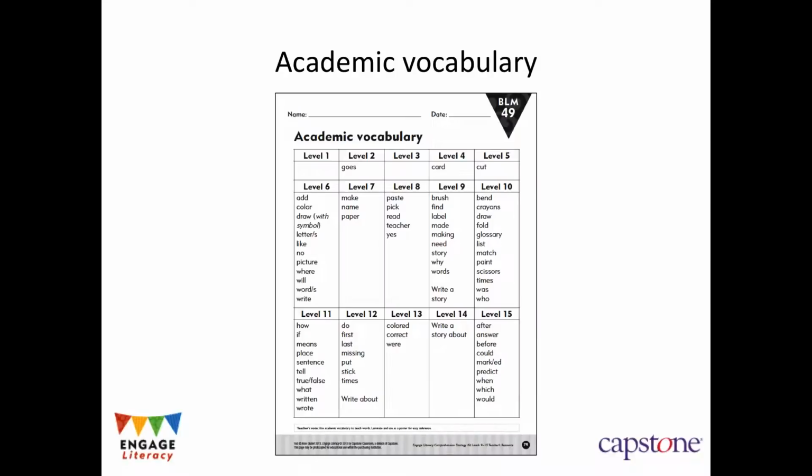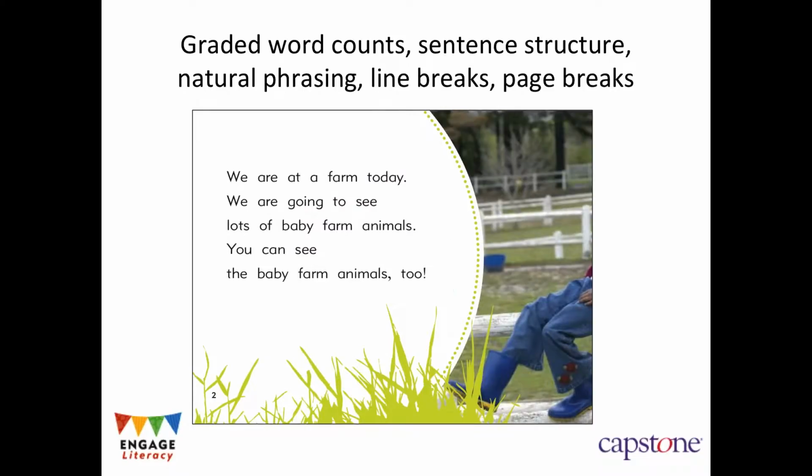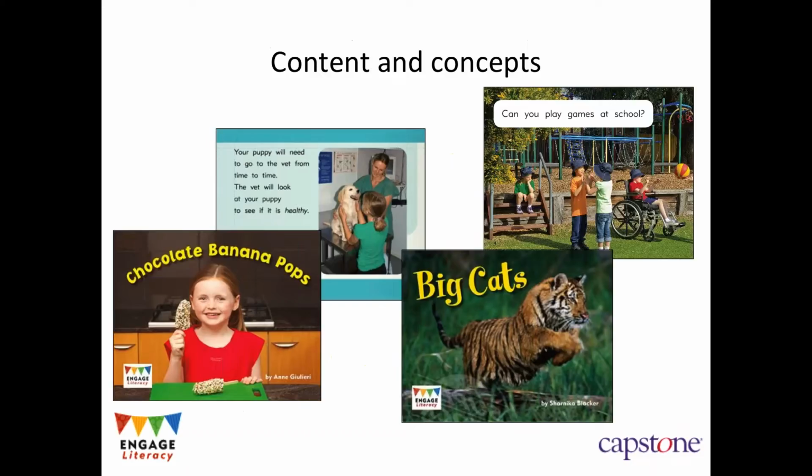The use of levelled academic vocabulary is also carefully considered when constructing engaged literacy non-fiction text. Word counts, sentence structure, natural phrasing, line breaks and page breaks become more complex as the text level increases. Engaged literacy non-fiction texts also consider developmentally appropriate content and concepts, moving from the immediate world of family to school to community and finally to the wider world.